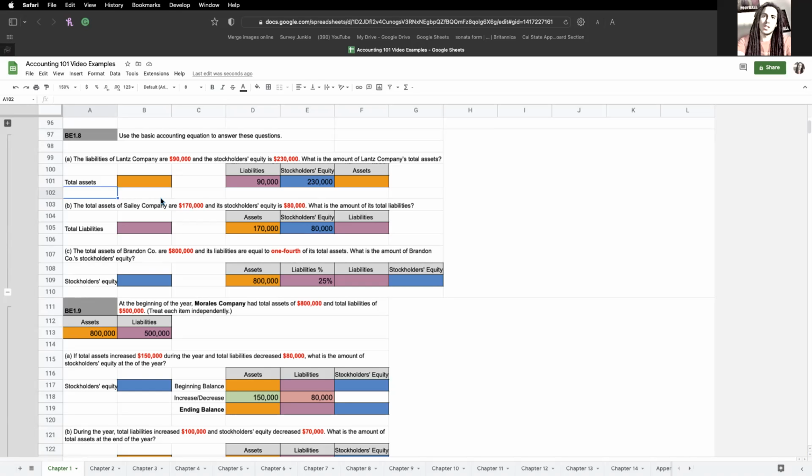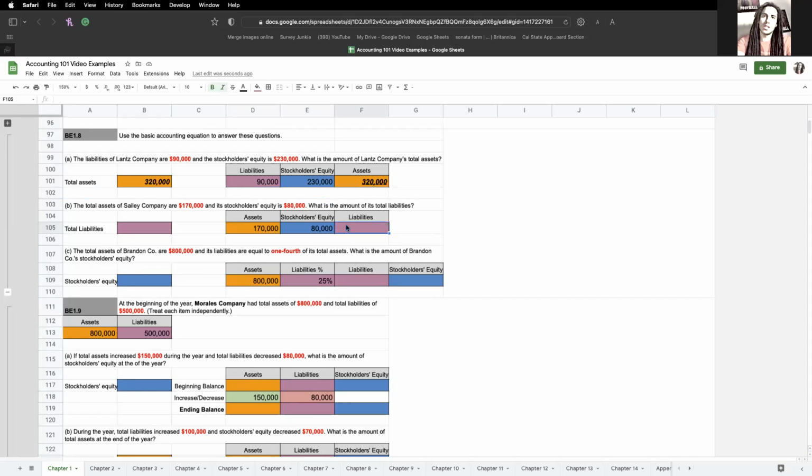The liabilities of Lance Company are $90,000 and the stockholders' equity is $230,000. What is the amount of Lance Company's total assets? In order to figure this out, we'll sum up the total liabilities plus equity to get the total assets of $320K.